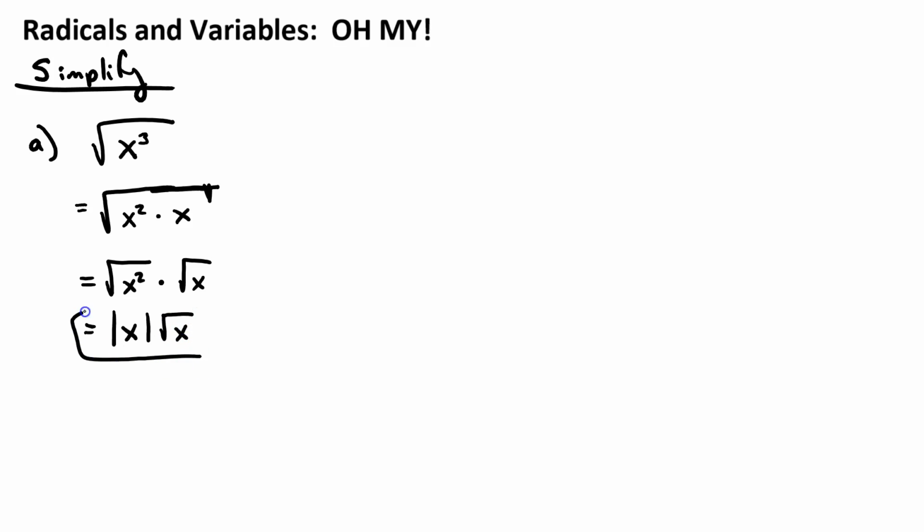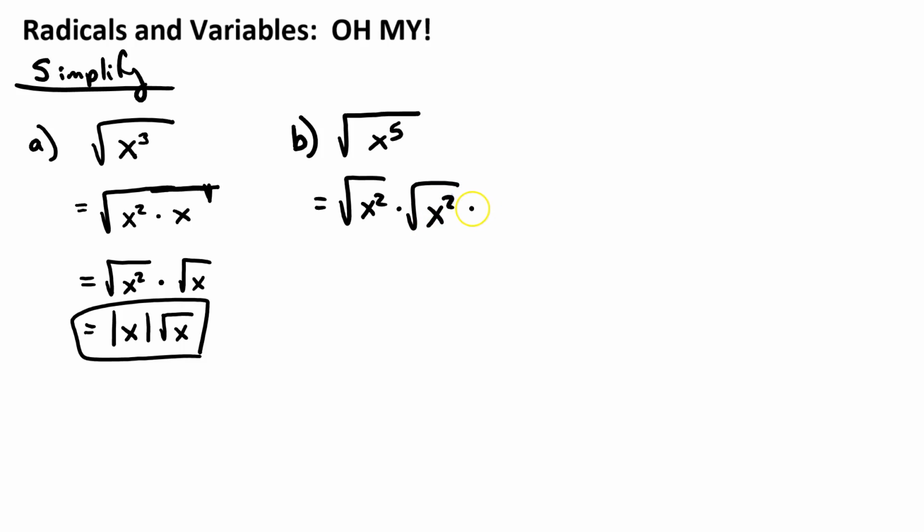Now, that looks so wrong. I know. Trust me, I know. But this is actually the correct answer. What happens if I give you one that looked like this? The square root of x to the 5. Same principle. I would say the square root of x squared times the square root of x squared times the square root of x, because x squared times x squared times x is x to the power of 5, so we can do that kind of little check.